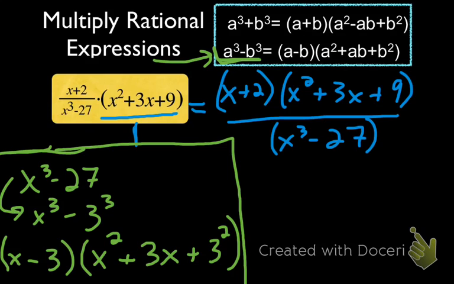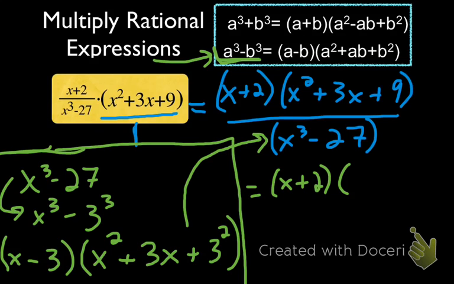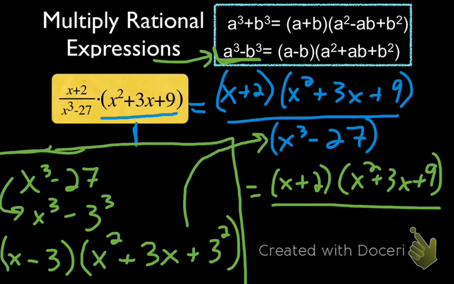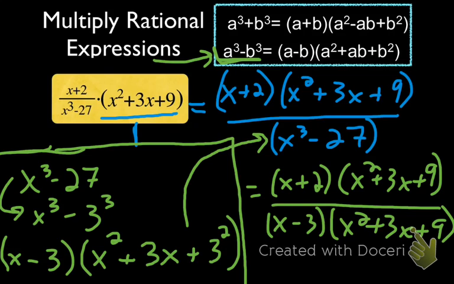So here's what I claim. The thing in green here, the big mess, is equal to the thing in blue. So I'm going to substitute it in. I'm going to change this to be x plus 2 on top times x squared plus 3x plus 9, divided by x minus 3 times x squared plus 3x plus 9. And look what magically happens. The x squared plus 3x plus 9 cancels out. How lovely. And I'm left with just x plus 2 divided by x minus 3. I'm not going to rewrite it because I'm out of room, but your answer is just x plus 2 divided by x minus 3.